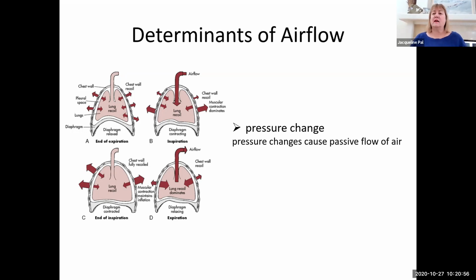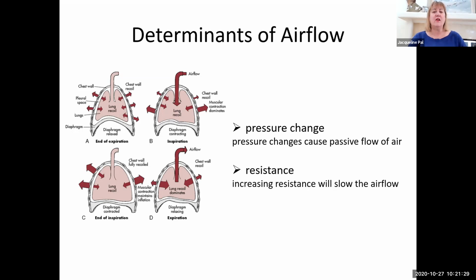As we've just discussed, the pressure changes with the muscles contracting and relaxing make the thorax enlarge and expand and relax afterwards. That causes a pressure change, which causes a passive flow of air into the thoracic cavity, into the lungs. But if you recall from when we talked about blood flow, there's more than just pressure change that affects flow. Another very important component of airflow has to do with resistance.